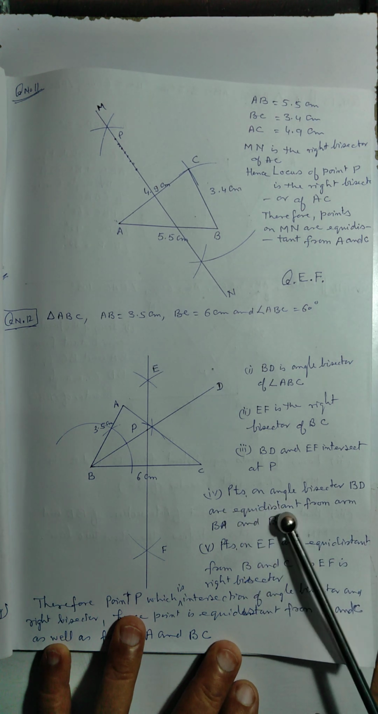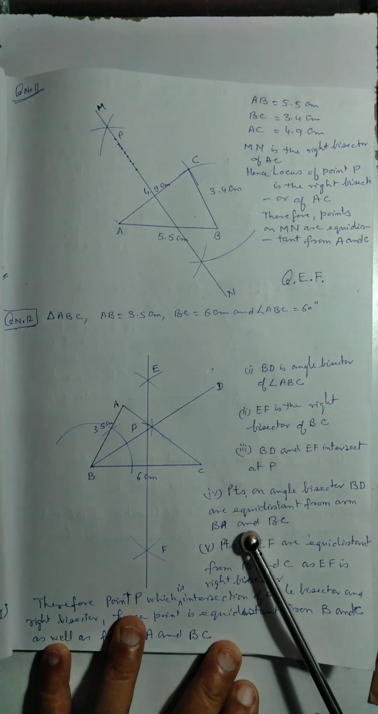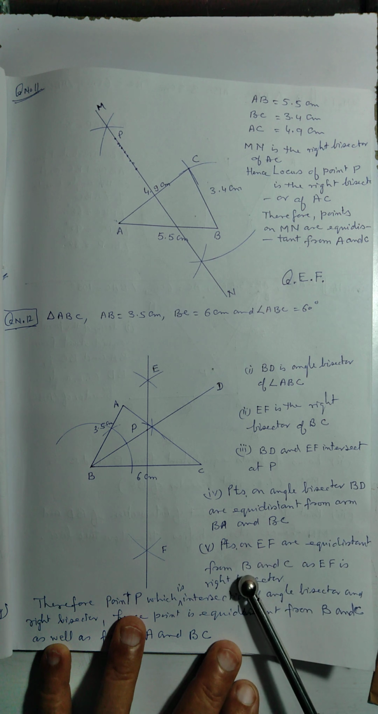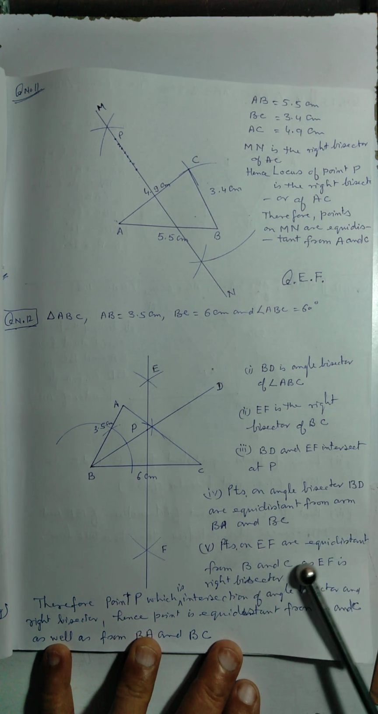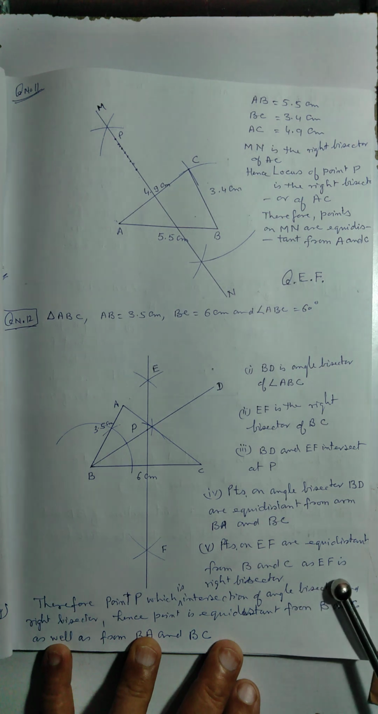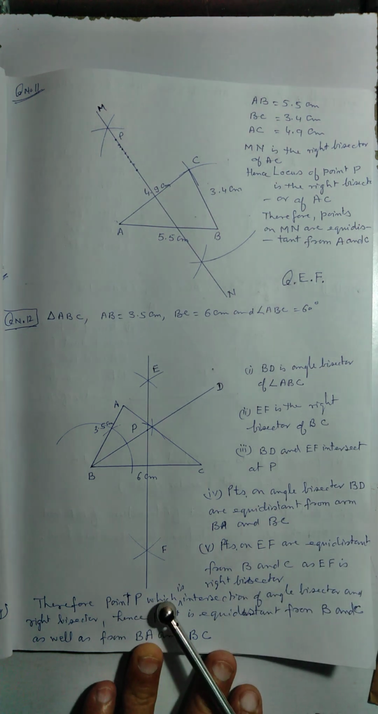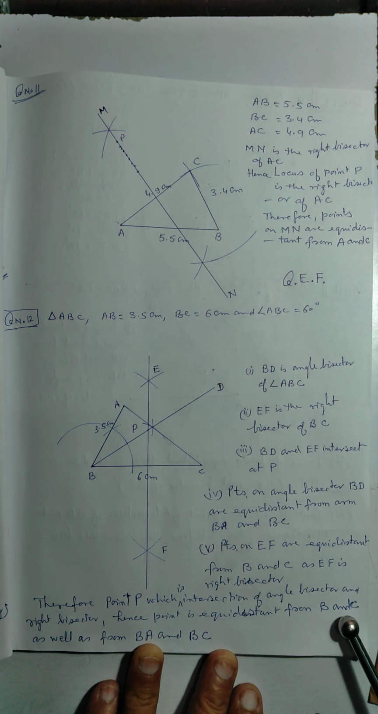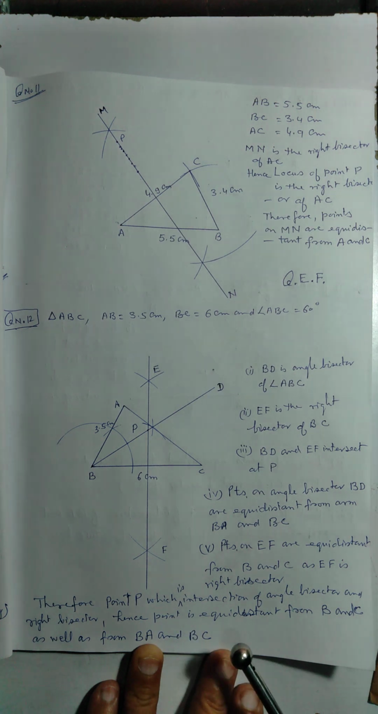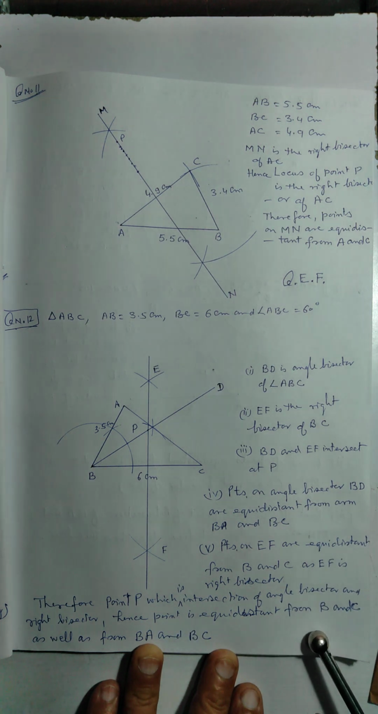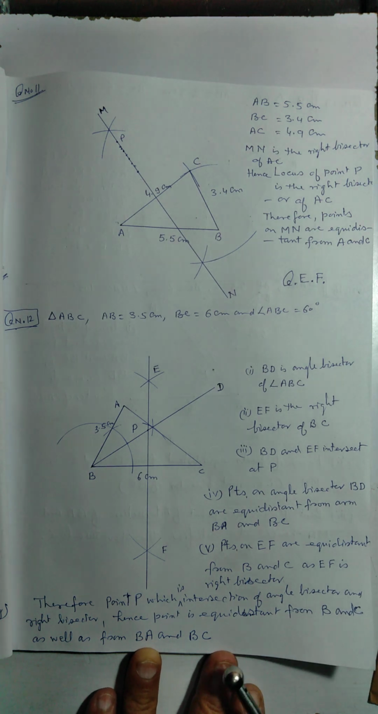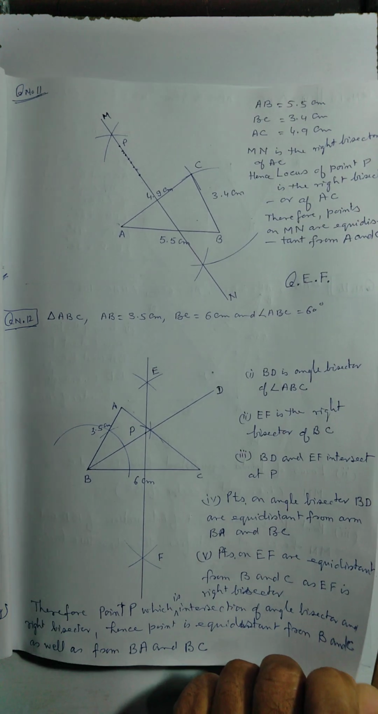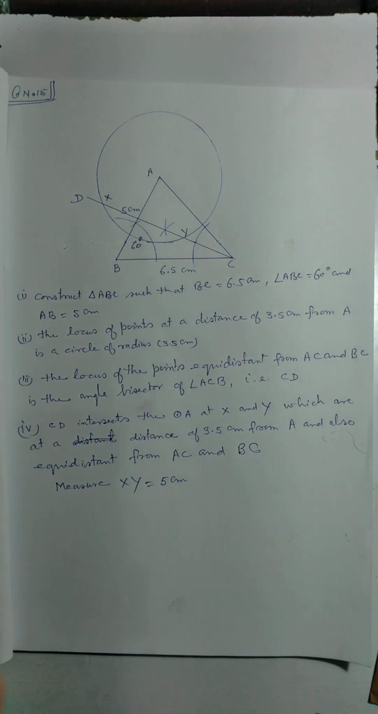Points on angle bisector BD are equidistant from arms BA and BC. Points on EF are equidistant from B and C as EF is the right bisector. Therefore, the point P, which is the intersection of the angle bisector and the right bisector, is equidistant from B and C as well as from BA and BC. Now proceed to the next question, that is 13.